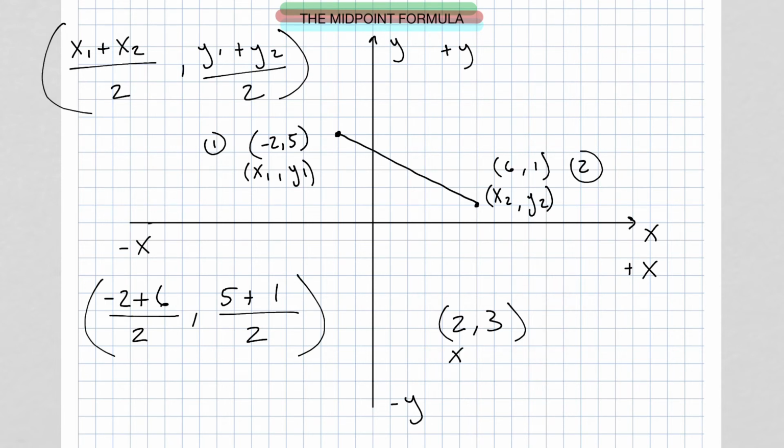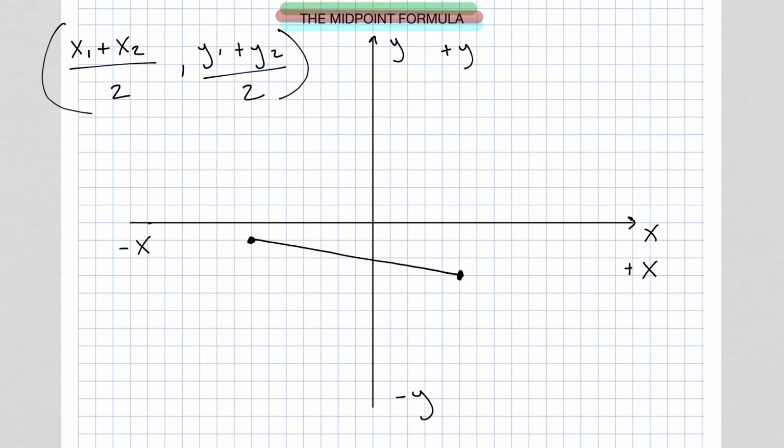Remember, this is your x, this is your y. So that means we're going to go over 2. Okay, starting from 0, over 2, 1, 2, and then up 3, 1, 2, 3. So this point right here, this is our midpoint. And that's point 2, comma 3. Okay, that's our midpoint. That's splitting this line on our graph exactly halfway. 2, comma 3.